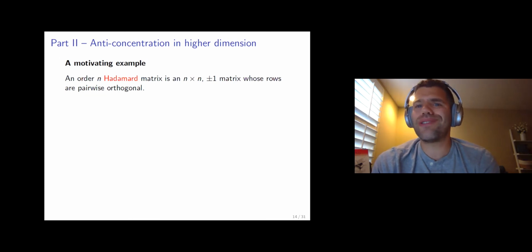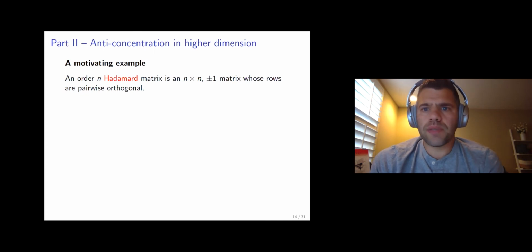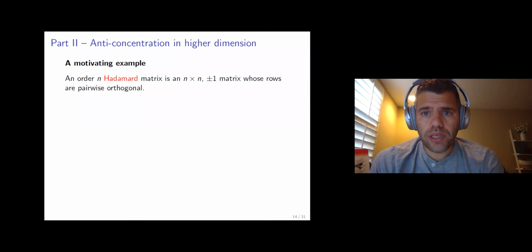It's still not the question, let's just start with some notation. An order n Hadamard matrix, I hope that everyone knows what it is, but even if not, it's an n by n matrix with entries plus or minus 1, whose rows are pairwise orthogonal. Okay, just an orthogonal matrix with all the entries plus or minus 1.